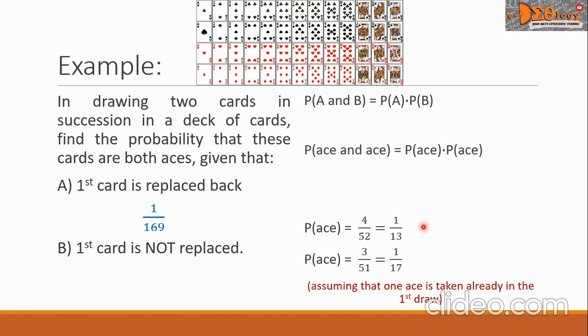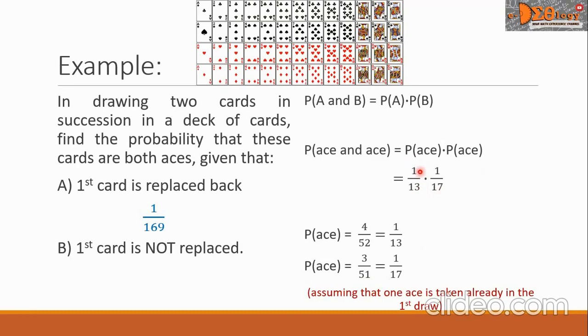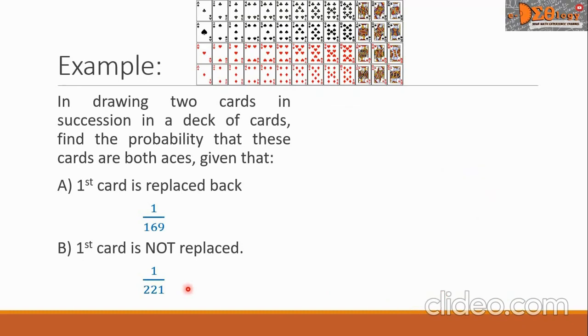So let us substitute these values in our formula here. So we have 1 over 13, that is for the first ace, times 1 over 17 for the probability of the second ace. And the product is 1 over 221. And this answer we will write below letter B problem. We were able to write the answers for our example, and we are done with this.